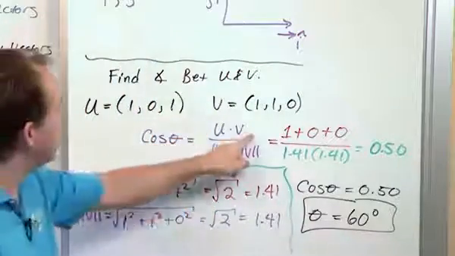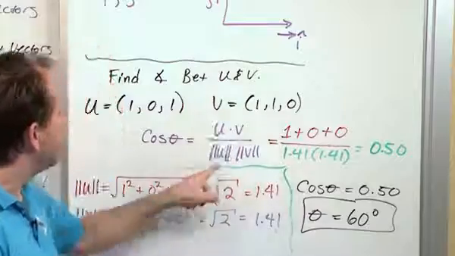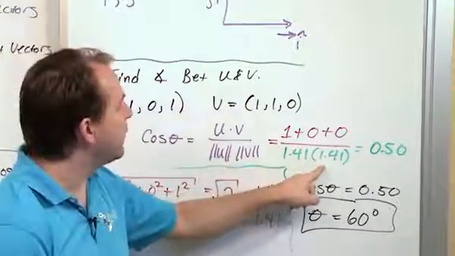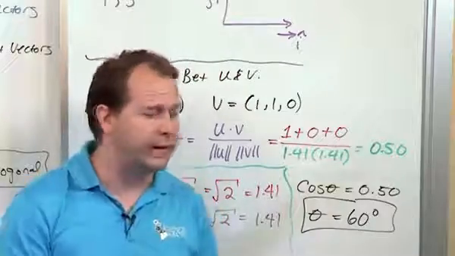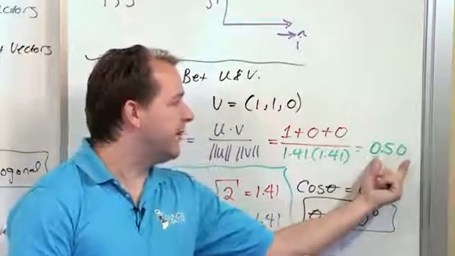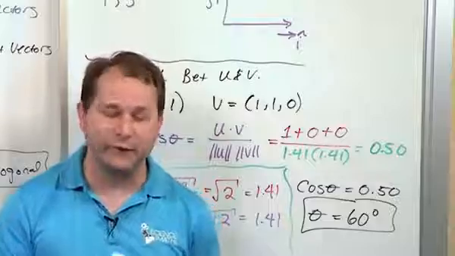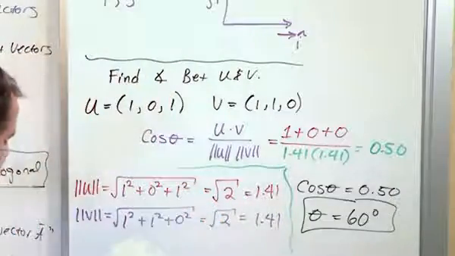So we dot the vectors together, right? That's what we get on top. We take the magnitude of the first one, magnitude of the second one. In this case, the magnitude of these vectors happen to be exactly the same, but in general, they won't be. Then we get what the cosine of that angle is equal to. We take the inverse cosine, and we get 60 degrees.